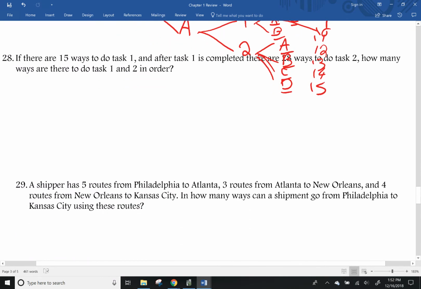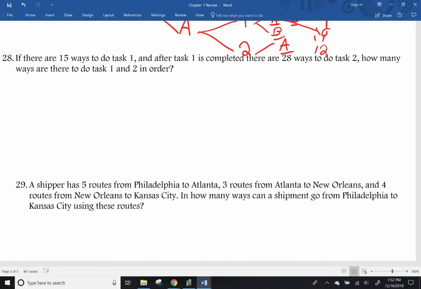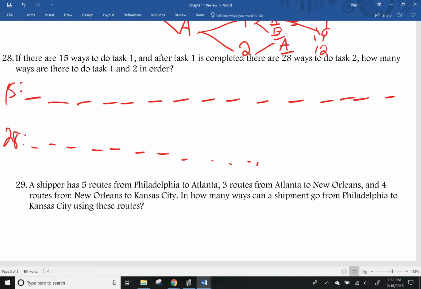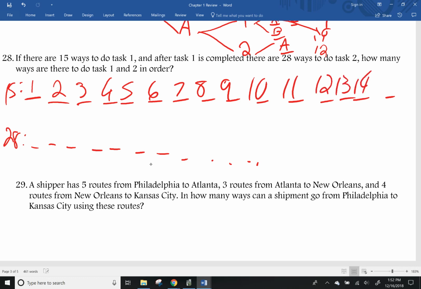Number 28: there are 15 ways to do task 1, and there are 28 ways to do task 2. How many ways are there in total? I'm not going to draw all 28, but I'll make a dot, dot, dot. So there's 15 ways here, and then there's going to be 28 ways here. I'm just going to visualize this to explain why. It's pretty simple. I can write numbers out here: 5, 6, 7, 8, 9, 10, 11, 12, 13, 14, 15.